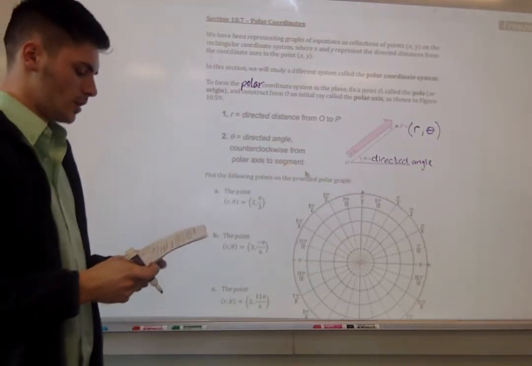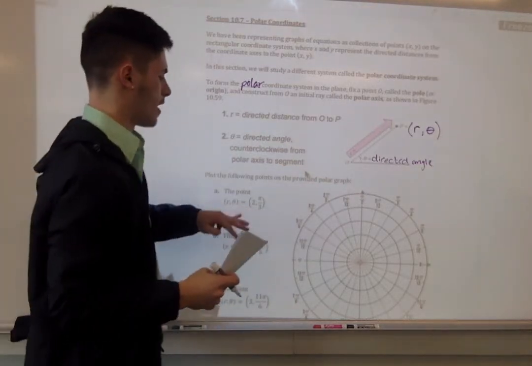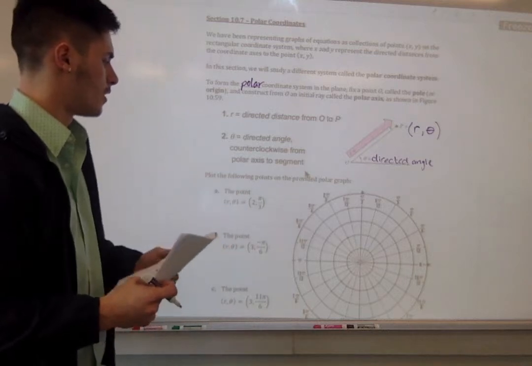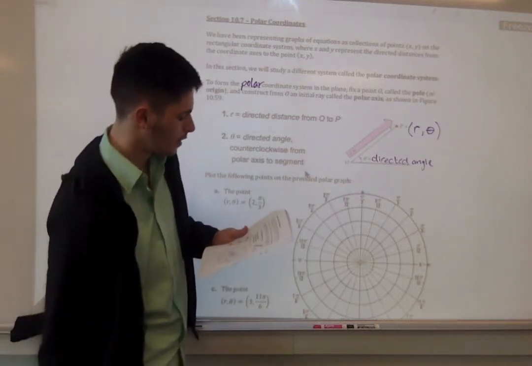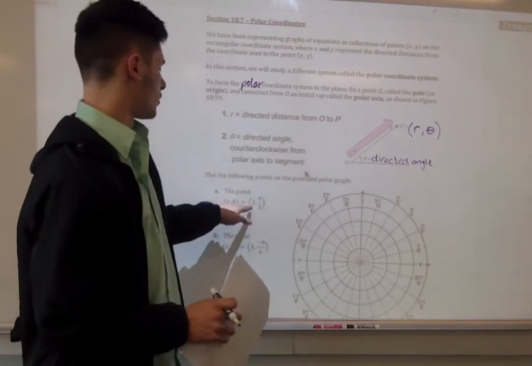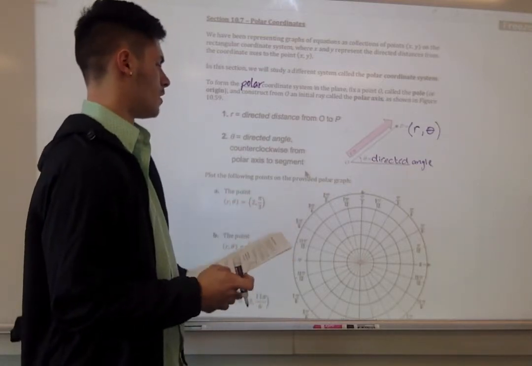And theta is going to equal our directed angle. And so I'm going to go over one of these examples quick. I will graph one of these, and then I will add a picture for y'all to add some more. So the point (r, theta) equals (2, pi over 3).